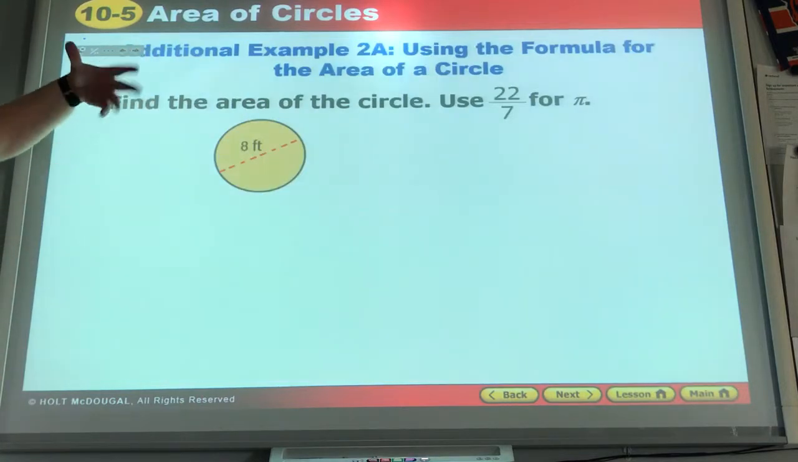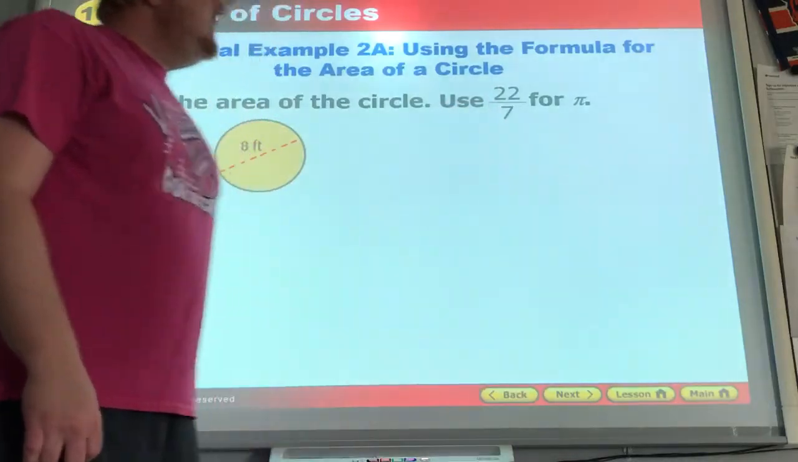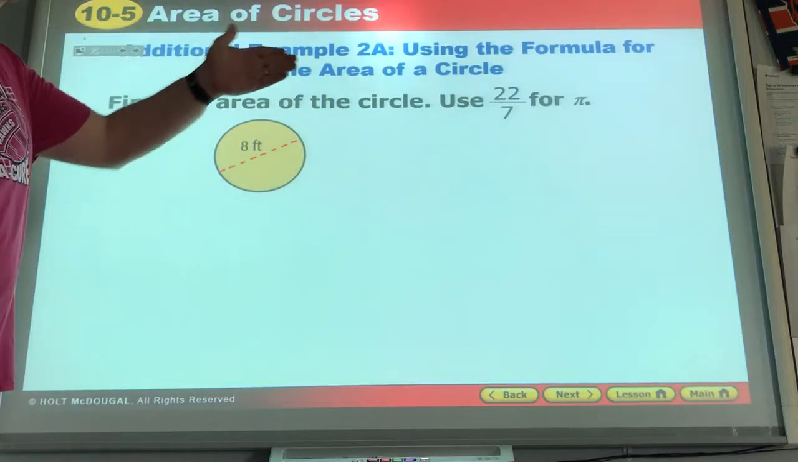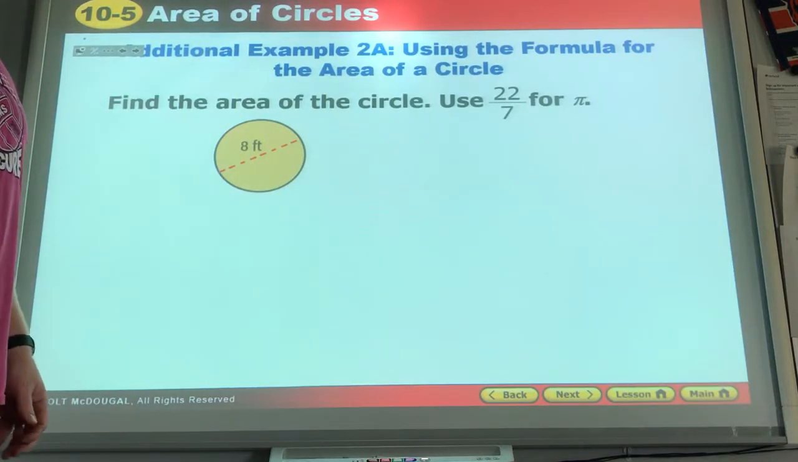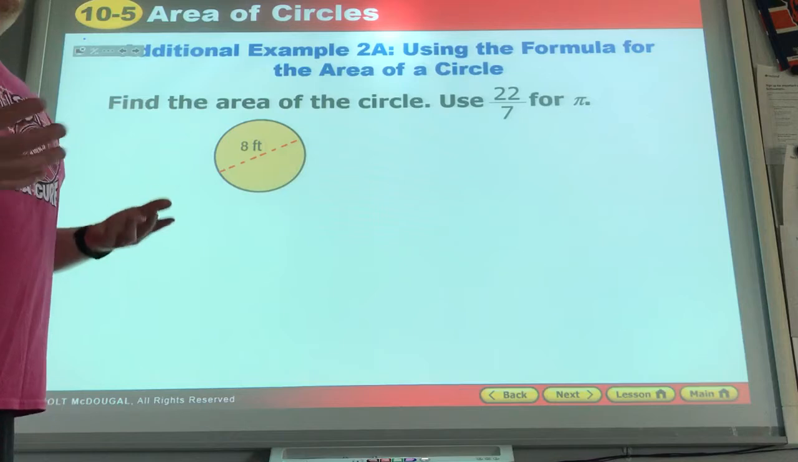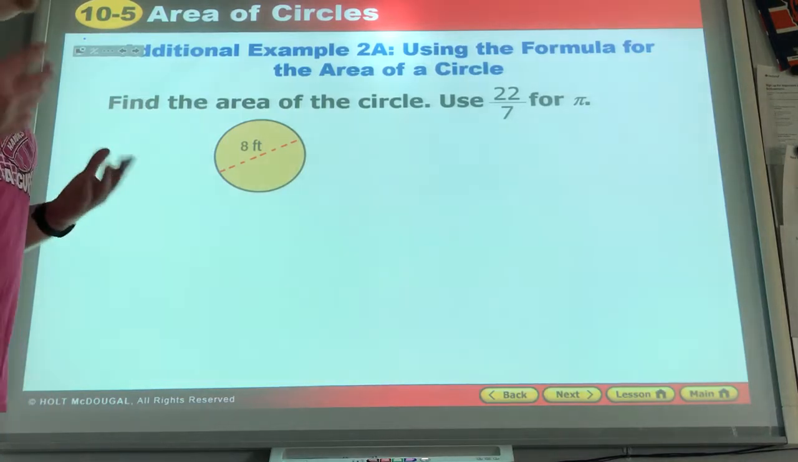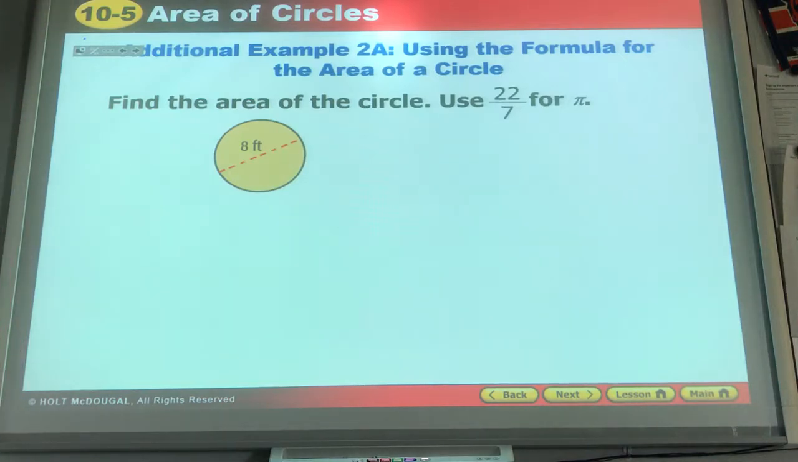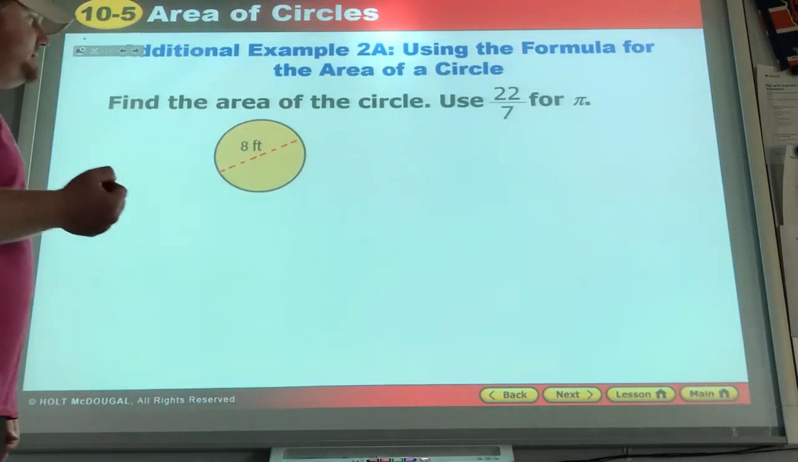Very good. All right, again, now they're going to have us use 22 over 7 for the pi. 22 divided by 7 is approximately 3.14, so they'll have us use that from time to time, okay? I don't think it's very helpful except in situations where you have a fraction as what you're doing, or if you have something where what you multiply is divisible by 7.